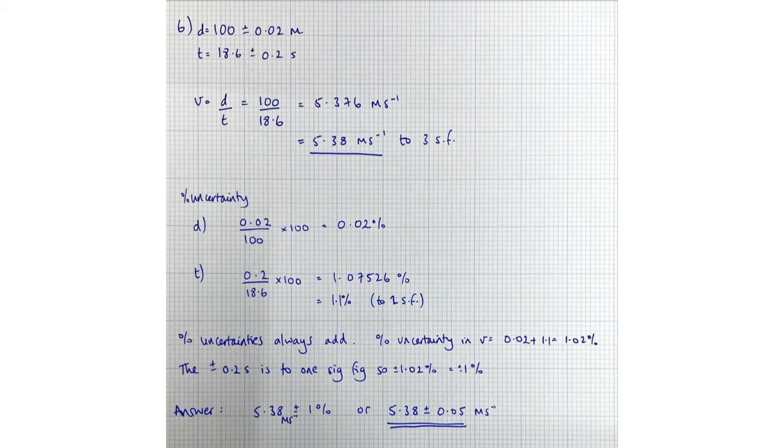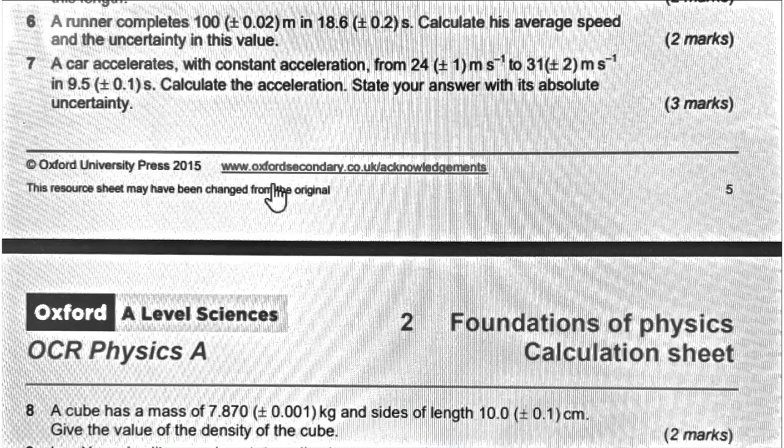Things to remember, percentage uncertainties always add. So what we need to do here is add the 0.02 and the 1.1, so we've got a plus or minus value for velocity as 1.02%. So to one significant figure, it will turn to 1%. So then the answer is 5.38 plus or minus 1%, and then we need to find 1% of 5.38, which then gives us 0.05. So 5.38 plus or minus 0.05 meters per second.